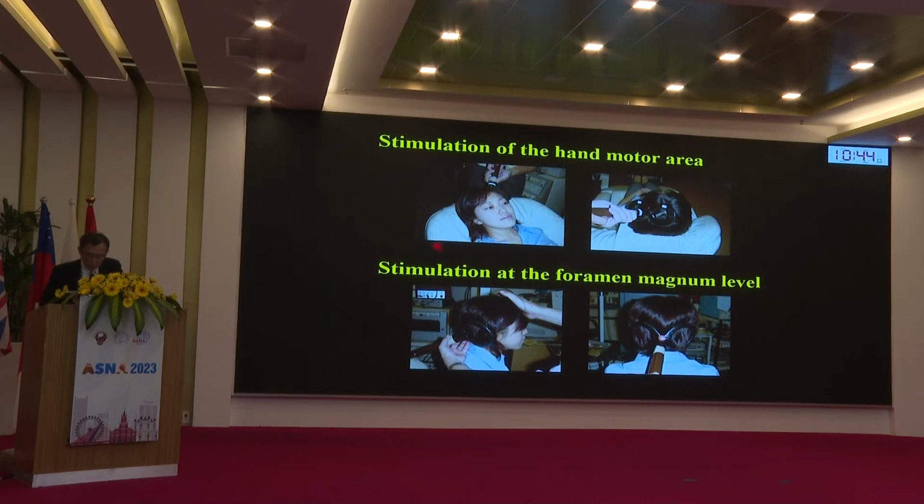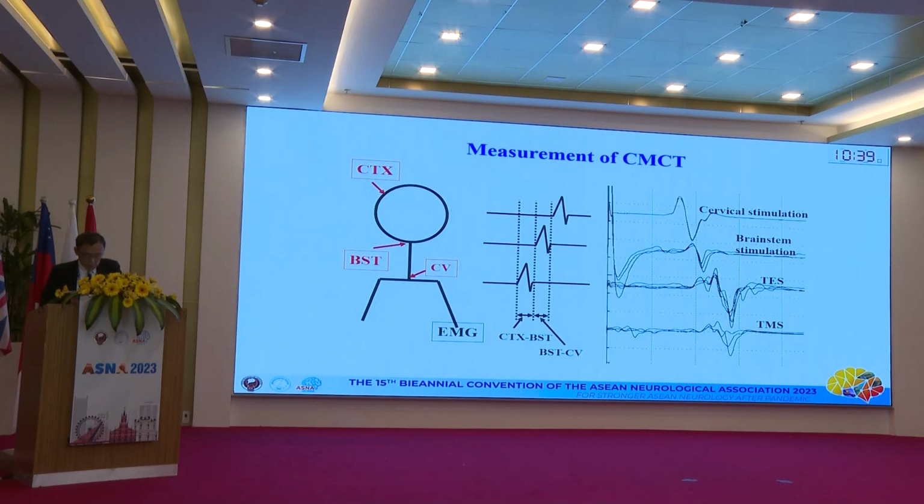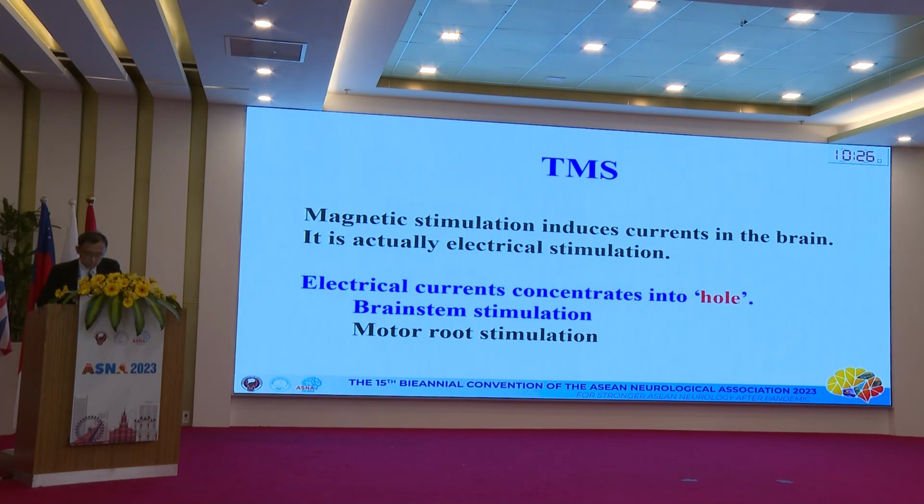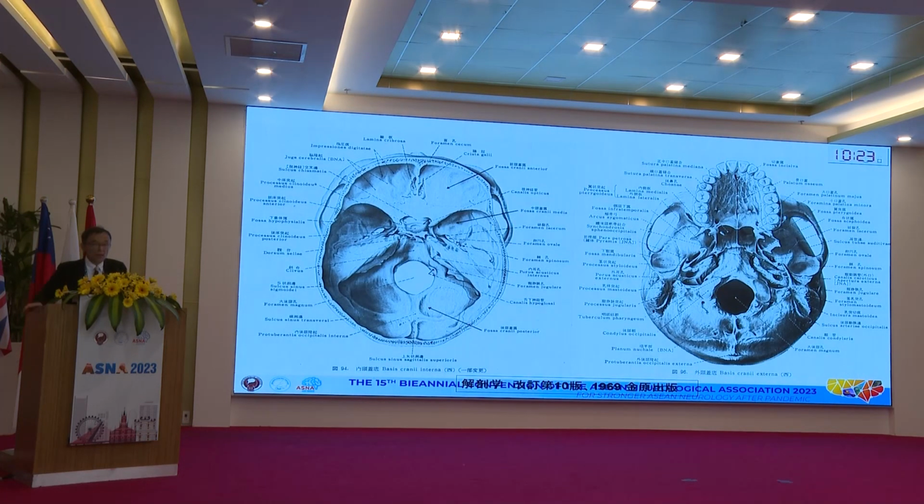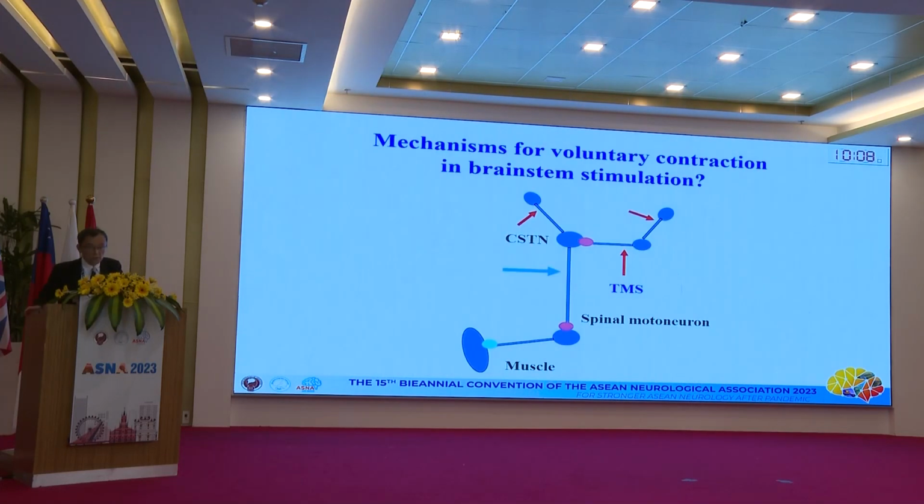Foramen magnum level stimulation is done this way. The coil is placed like at the neck, and this causes a latency in between the cortical latency and the spinal latency. Between these two, a response appears here because the stimulation activates this one. Again, the hole is very important. The very large hole in the skull is the foramen magnum, so high current density comes to here, and the corticospinal axon could be activated at this site.